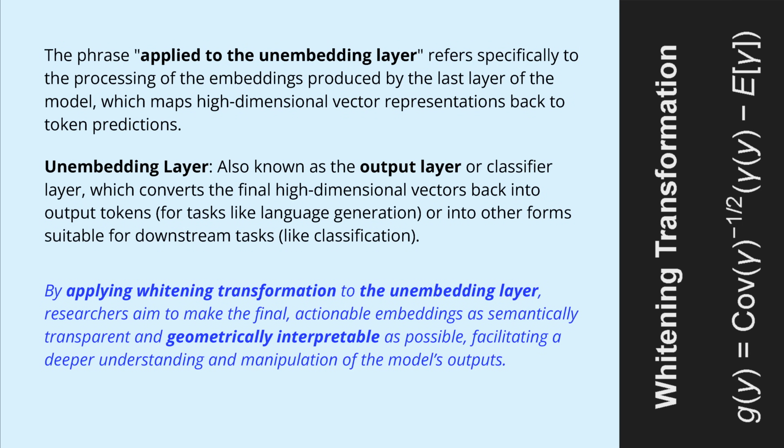Now, if you read this particular publication here, you might find that they use the phrase applied to the unembedding layer. And when I first read this, I said, hey, what is an unembedding layer? And then I said, okay, it must be the output layer or a classification layer, which converts here the final high-dimensional vectors back into the output tokens for tasks like language generation or in other forms if you have, for example, a downstream task for classification. So this means by applying here the whitening transformation to an unembedding layer, now the researchers aimed to make the final actionable embeddings as semantically transparent and geometrically interpretable as possible. And this now facilitates a much deeper understanding and, yes, maybe a little bit better manipulation of the model outputs.